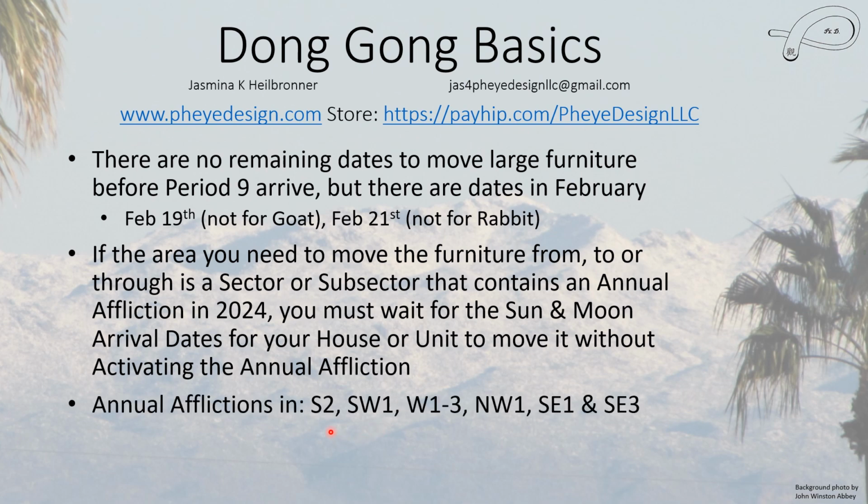Now, the annual afflictions in 2024 are in South 2, Southwest 1, all of the West, this is the 5 yellow, the Northwest 1, the Southeast 1, and the Southeast 3. So there's a decent amount of the house that has some of these things. Now, again, we're talking about moving large furniture. You can move your chair at your dining table or at your desk. That is not large furniture. We're talking something that takes like two people to move it. So you don't have to be freaked out about this.